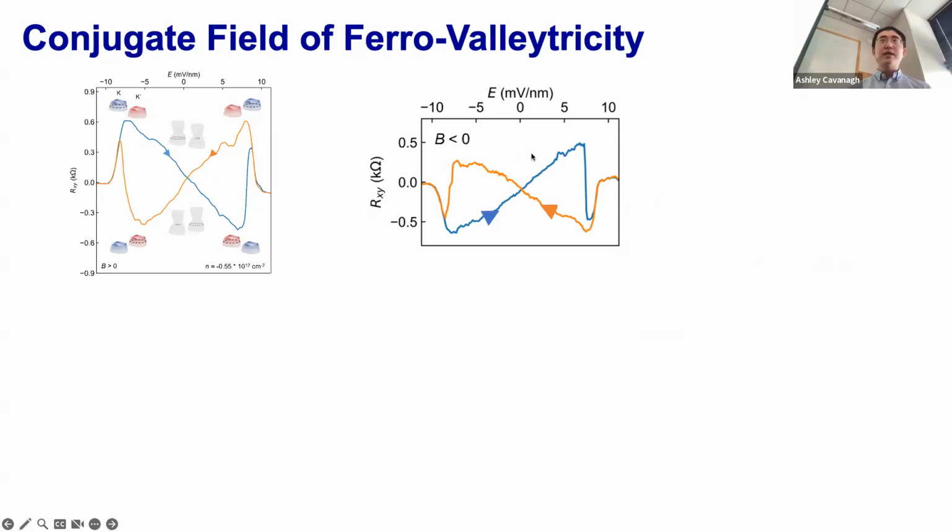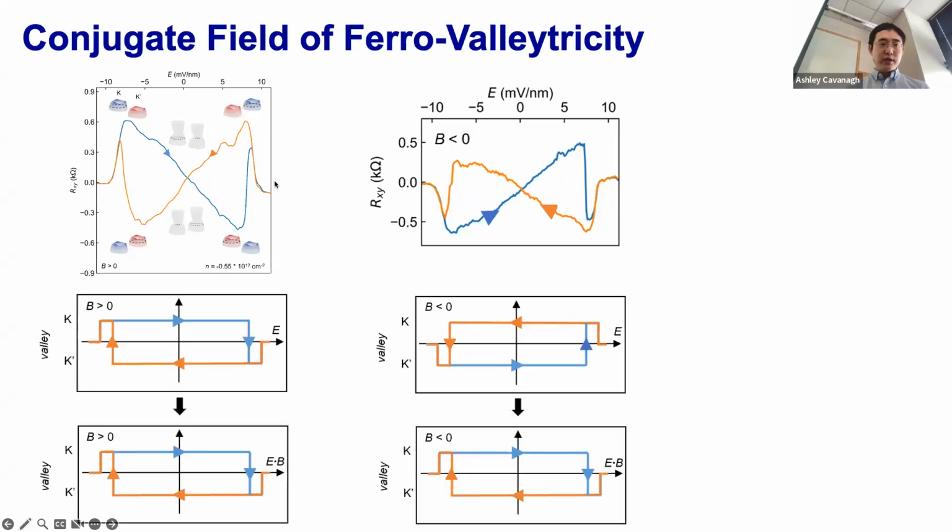But if you flip the sign of the magnetic field to make it negative, you also get a butterfly, but this time the butterfly is kind of the opposite of what you got from positive magnetic field. So converting the Rxy plots versus electric field to valley polarization, with a positive B you get this clockwise hysteresis of valley polarization. Well, when you flip the sign of magnetic field, you get the counterclockwise version of the butterfly, okay? So they are the opposite of each other if you plot versus E.